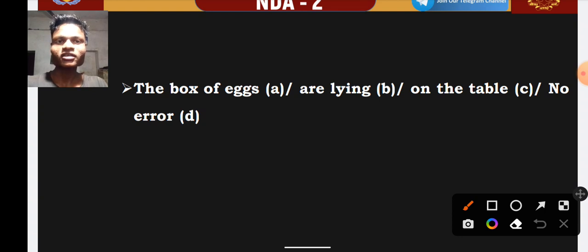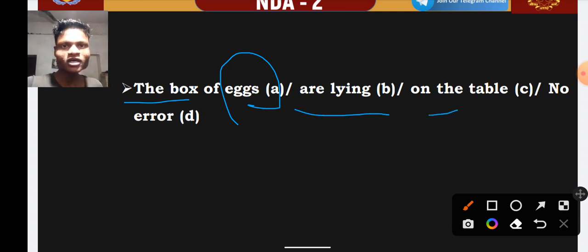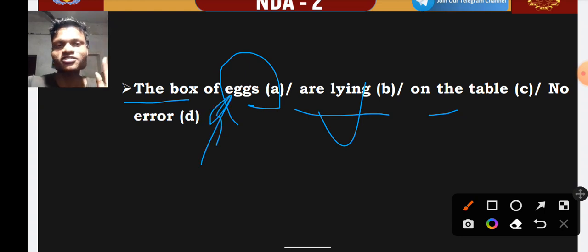First is, the box of eggs are lying on the table. One who has no knowledge of subject-verb agreement can say this sentence is absolutely 110% right, but you never know. One can consider eggs a subject, but eggs is not a subject here.